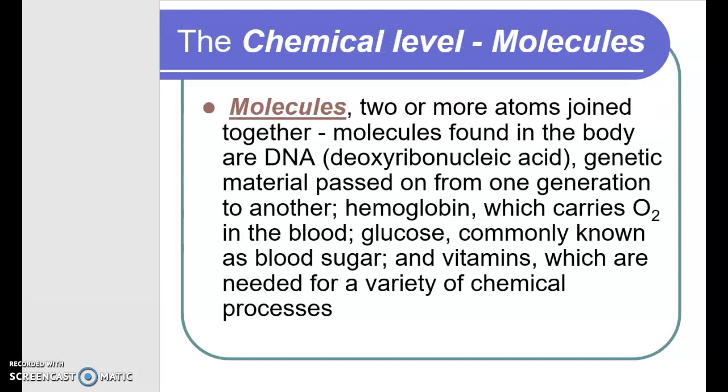So then we look at molecules. Molecules are two or more atoms joined together. And for example, we talked about that molecule like DNA or deoxyribonucleic acid, which is the genetic material that gets passed on from one generation to another. We also have hemoglobin, which is responsible for carrying oxygen in our blood, delivering that to all of our cells so they can get what they need. Glucose, something else that's very important, commonly known as sugar, and within our body, it's what makes up our blood sugar. And then also vitamins, which are really needed for a variety of chemical processes to take place. Once again, to keep us healthy and keep us kicking, able to do what we need to do.